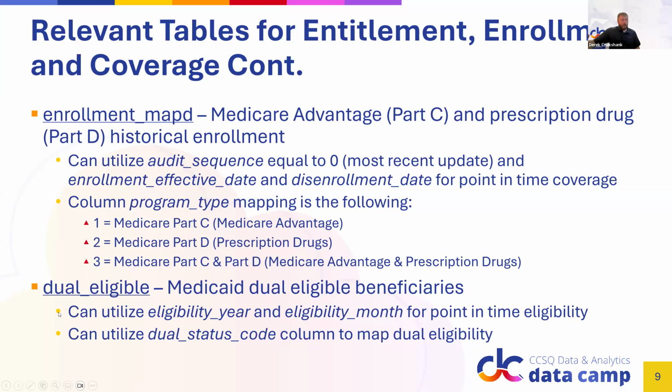And then there is a dual eligible table that also lays out whether or not beneficiaries were eligible for Medicaid. There are specific dual status code values that you can utilize to map whether or not they were eligible. And this table lists the beneficiaries at an eligibility year and month point in time that you can easily manipulate to find out whether or not a particular beneficiary was Medicaid eligible during a certain point in time in the past.